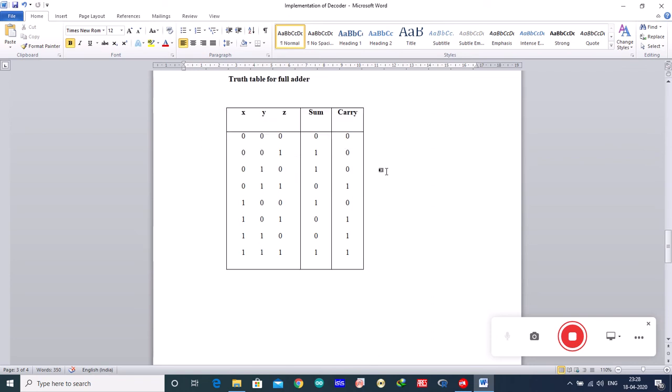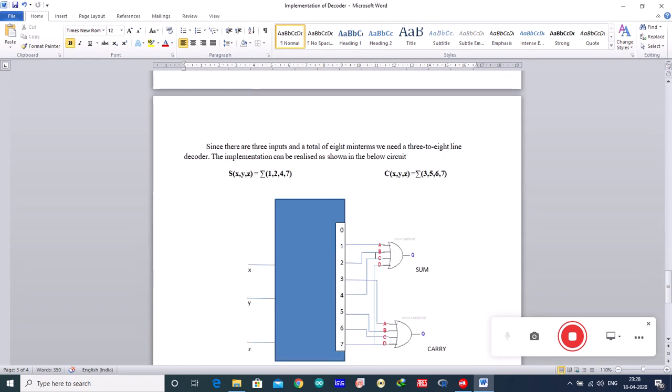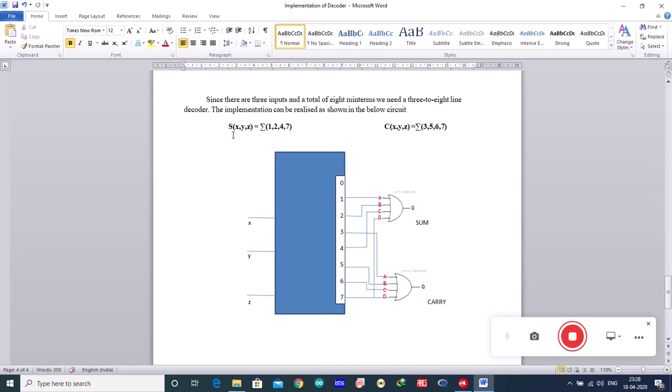With the help of these functions, we will try to implement the same using the decoder. You have 3 inputs x, y, z, and as you are using OR gates for the implementation, you have 4-input OR gates because you have 4 possible min terms here. So for sum you have 1, 2, 4, 7. I have given the connections from 1, 2, 4 and 7. Similarly for carry you have 3, 5, 6 and 7.